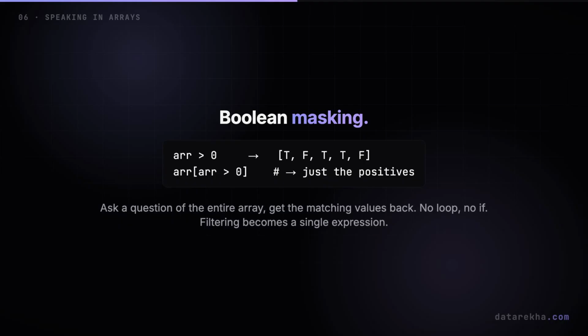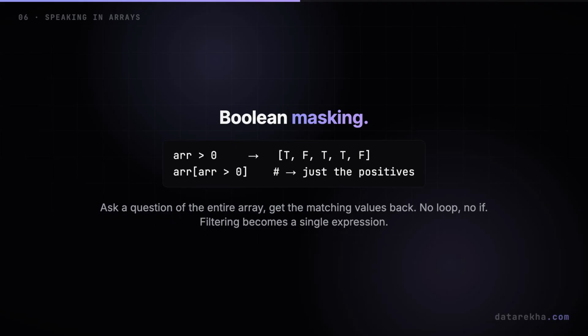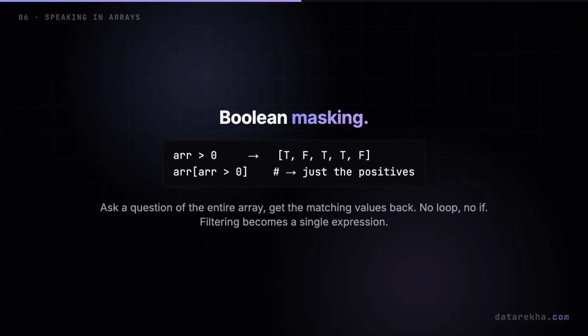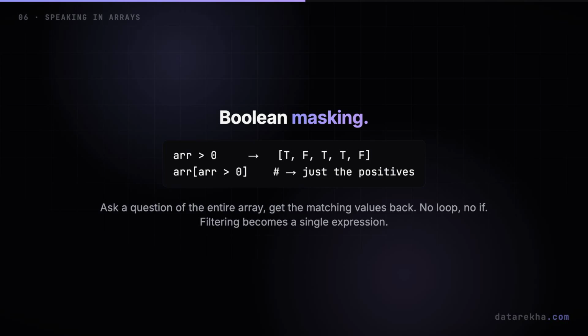Boolean masking. Compare a whole array to something, array greater than 0, and you get back an array of true-false answers, one per element. Feed that mask back in, and you pull out exactly the elements where it's true. No loop, no if statement. You ask a question of the entire array, and it hands you the matching values. Filtering becomes a single expression.